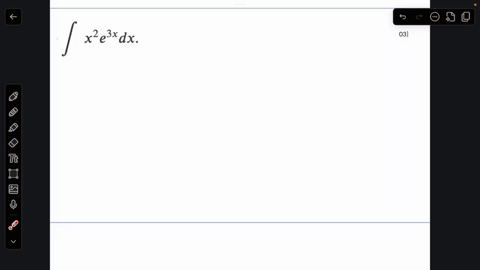So here we've got another question, and it says find the integral of x squared times e to the 3x dx. Okay, so let's go back to our acronym here. Let me get this in a different color for us. Let's put some red here.